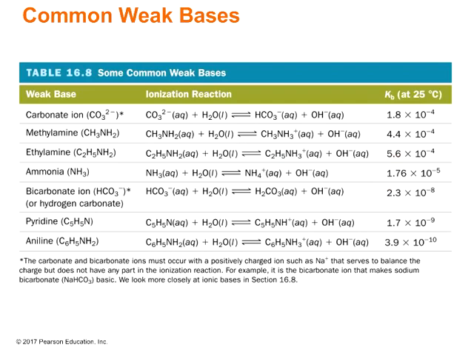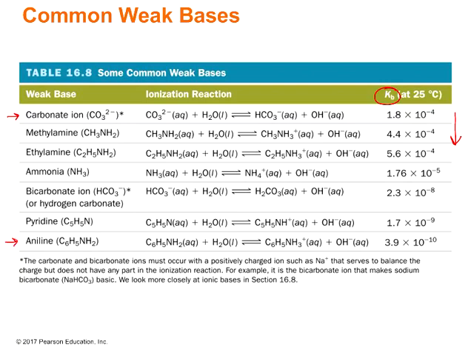In your textbook, there's a list of some common weak bases. At the very top, we have the carbonate ion. As we go down the list, you'll notice that the Kb values are getting smaller and smaller. So that means these bases are getting weaker and weaker. At the very bottom of the table, we have something called aniline, and this is a really, really weak base.